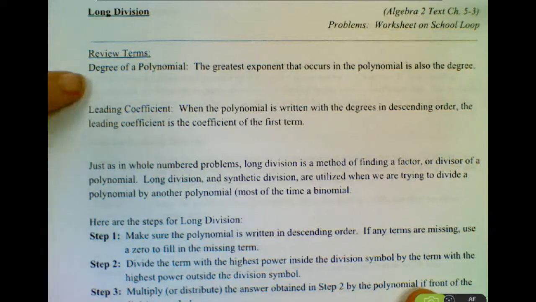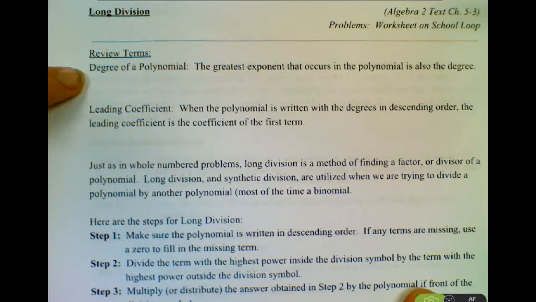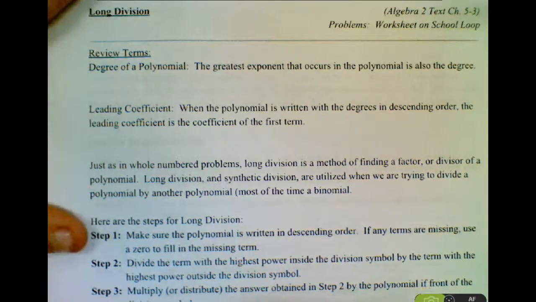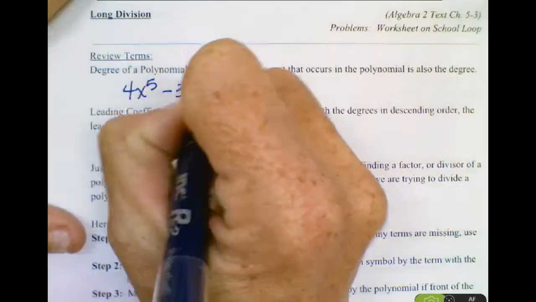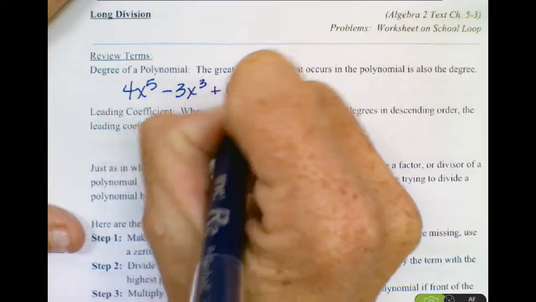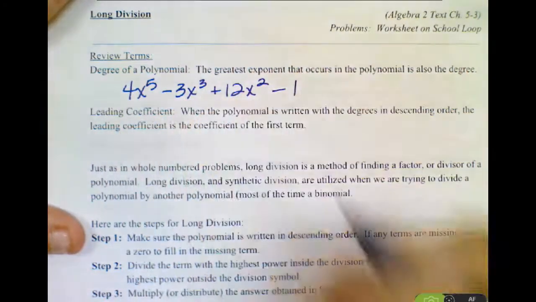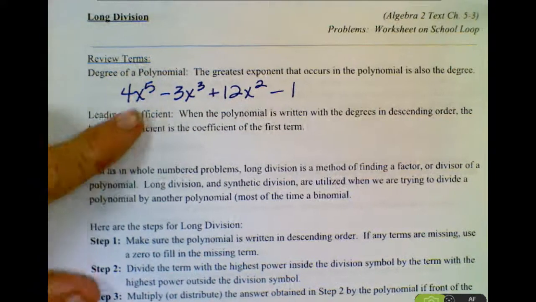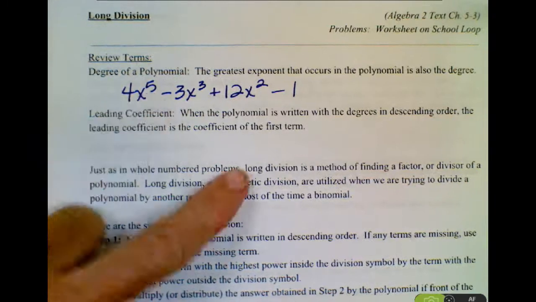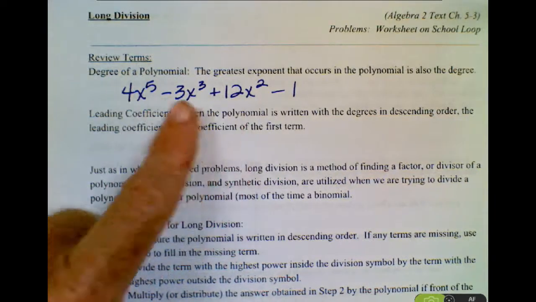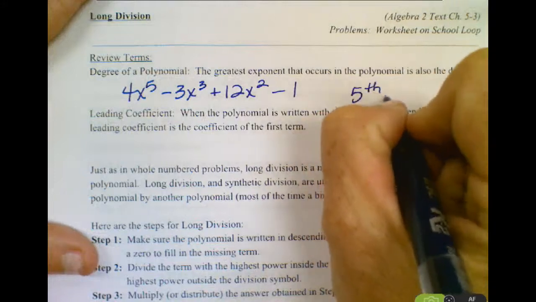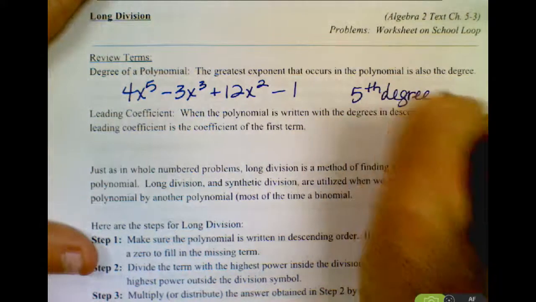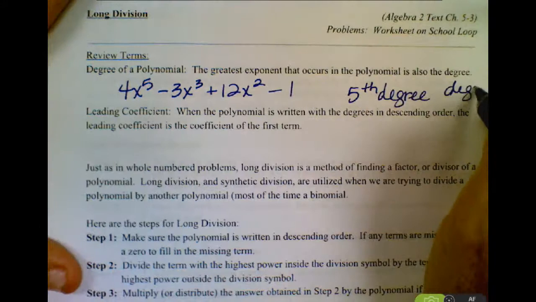So the degree of a polynomial, like you learned on Monday and Tuesday, is the largest exponent that it has. So if I give you 4x to the 5th minus 3x to the 3rd plus 12x squared minus 1, okay? The largest exponent that we have there is a 5. It's not the largest coefficient. That does not matter. The largest exponent we have is a 5. So this is a 5th degree polynomial, or has a degree of 5.